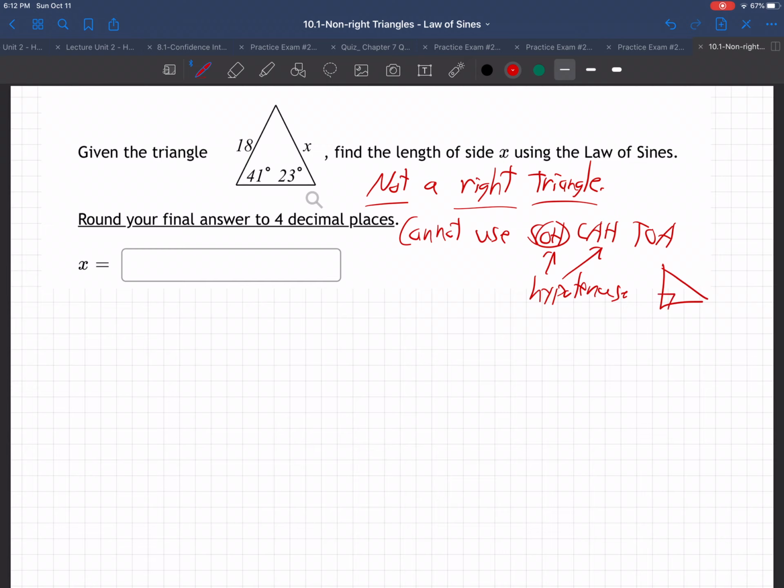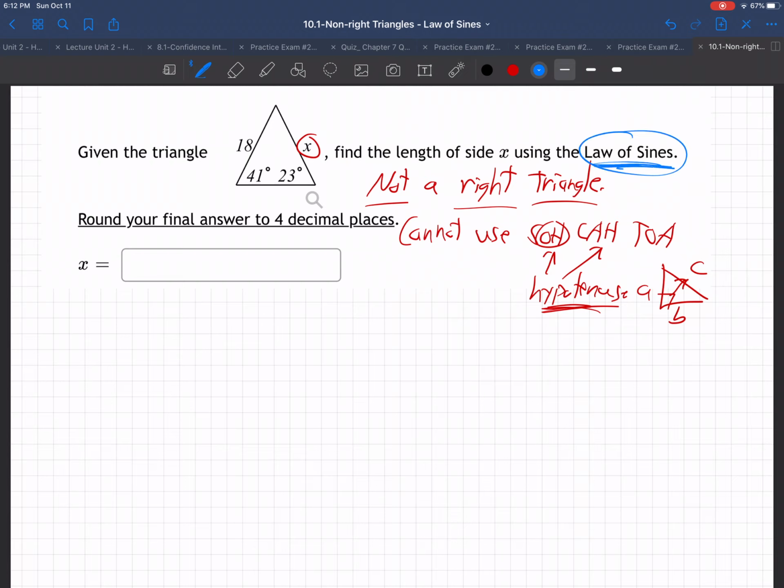That's like a squared plus b squared is c squared. That's the side opposite the 90-degree angle. That's only in a right triangle. So we can't use SOHCAHTOA. So to find this x here, we can't use the stuff we've been using previously in the course. So what are we going to do? Instead, we're going to use the law of sines.